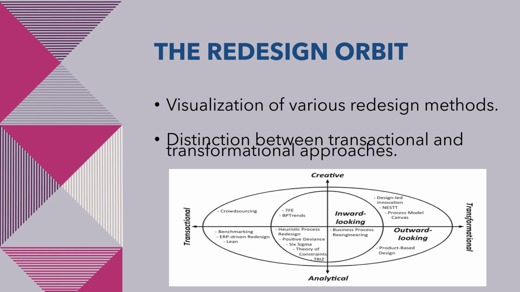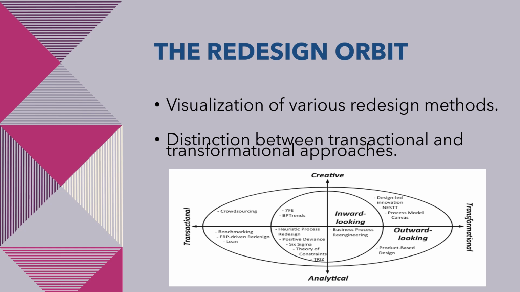The redesign orbit is a visualization of various redesign methods, distinguishing between transactional and transformational approaches. For example, this model helps organizations decide which approach to use based on the extent of changes required and the desired outcomes. In the slide, we can see a few processes such as crowdsourcing, benchmarking, ERP-driven redesign, and lean, which are totally transactional in focus. And we can see that design-led innovation, NESTT, process model canvas, and product-based design are totally towards transformation.